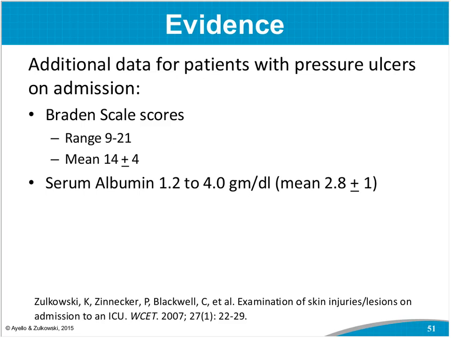Here you can see some of the additional data which they gleaned in terms of what was going on with the patients in her study with her group on admission. You can see that the Braden scale scores, the range was 9 to 21, and the mean was 14 for them. And once again, you can see the range of serum albumin.